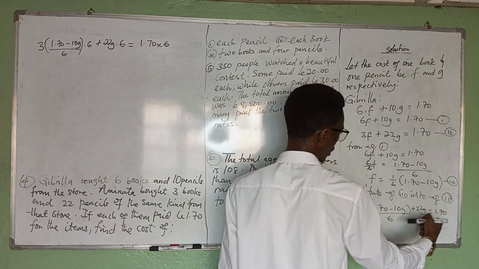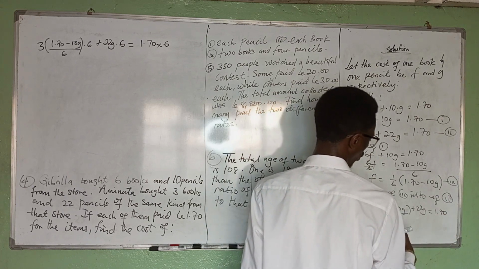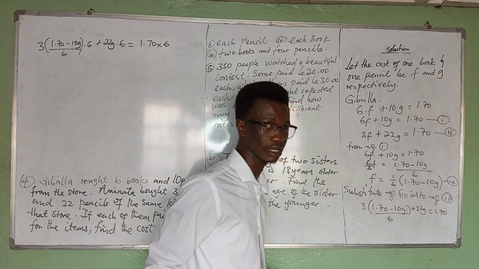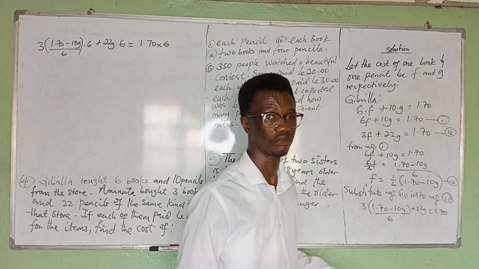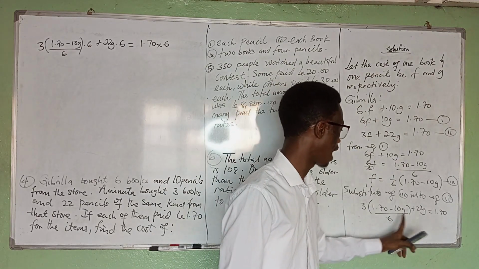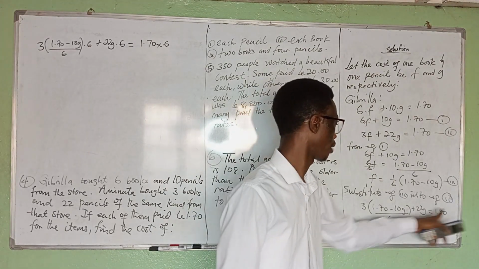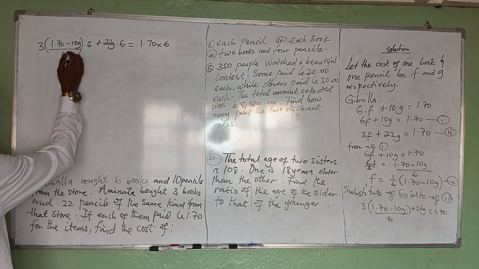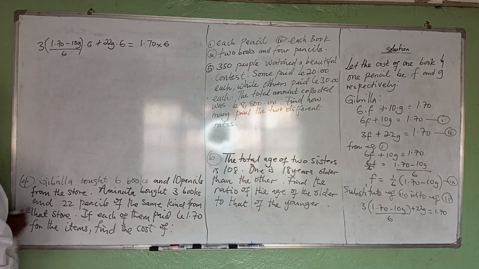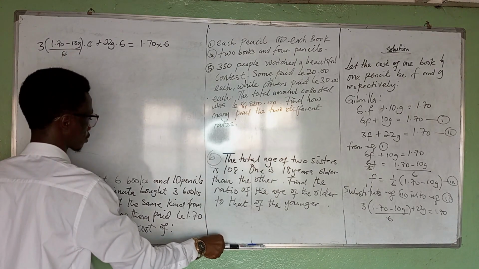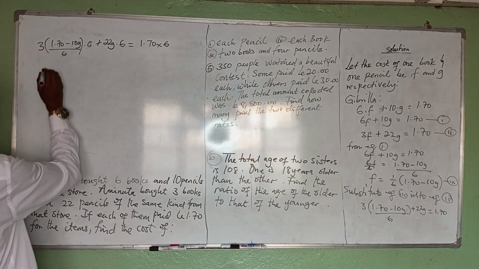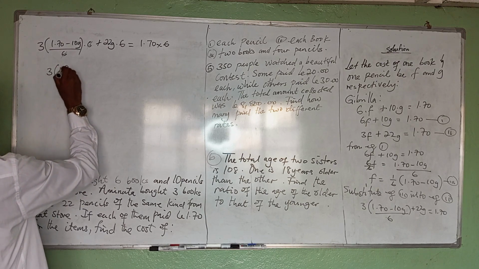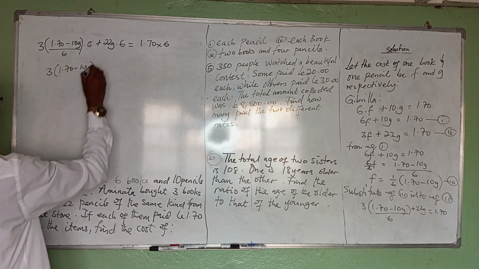And at the end of the day, you are going to cross multiply. So you have to multiply again by the denominator 6. So whenever you want to skip that part where you have to divide, finding the LCM, just multiply by the highest denominator here. So here by 6, this by 6, this by 6. Okay? So that's exactly what I've done. So now this and this cancel. I'm still going to have 3 into 1.70 minus 10g plus 22.